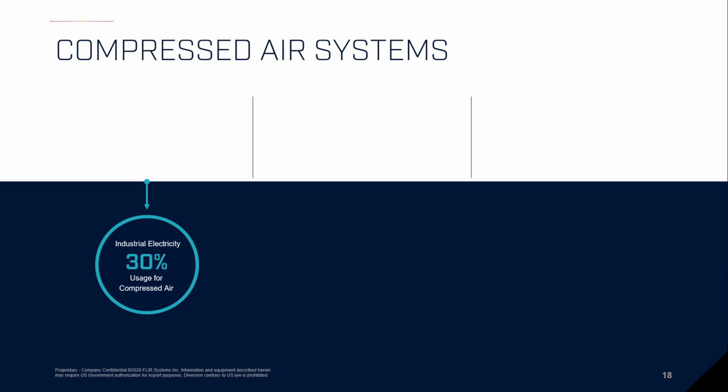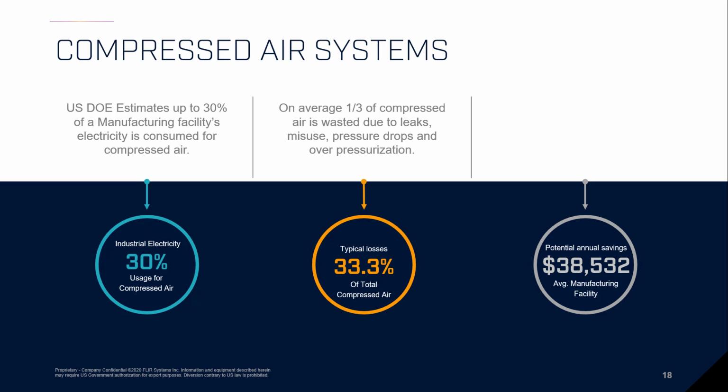So, why do we do this? The U.S. Department of Energy estimates up to 30% of a manufacturing facility's electricity is consumed for compressed air. That is a lot of electricity. So, on average, a third of compressed air is wasted due to leaks, misuse, pressure drops, and overpressurization. And finally, based on a typical manufacturing facility's running of a 200 horsepower compressor for 6,800 hours per year and 11 kilowatt hours, that gets us an annual potential savings of over $38,000 in that facility alone, which is a lot of money, right? It quickly pays back the cost of the system.